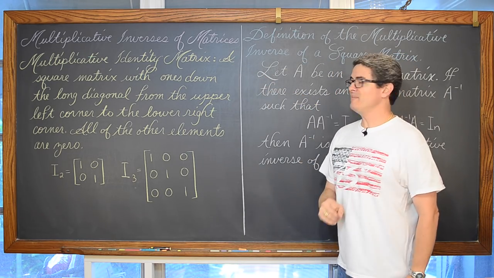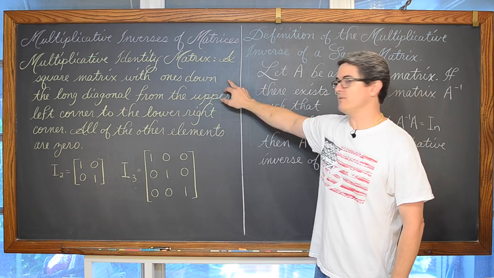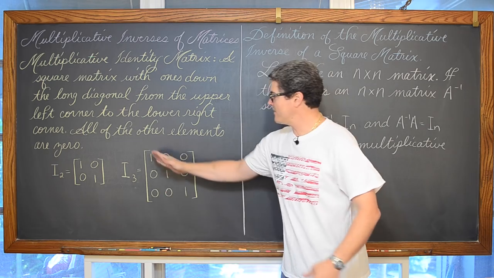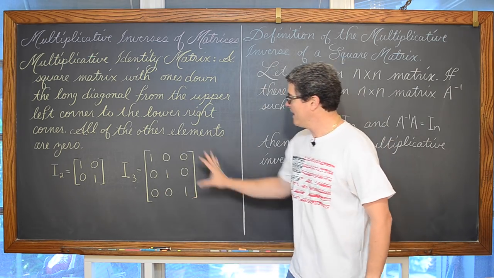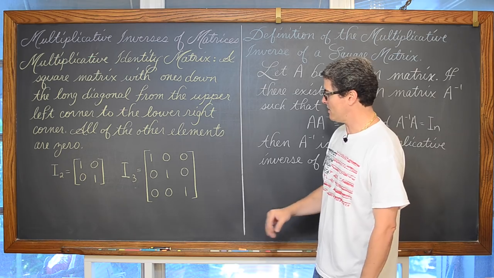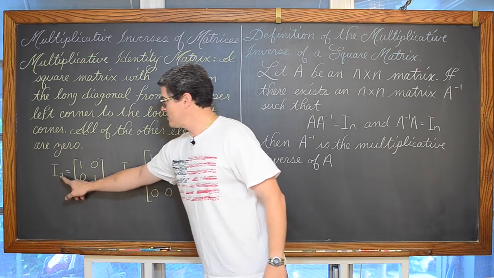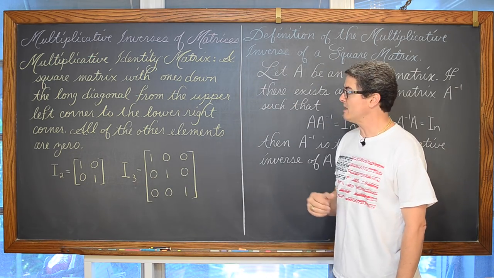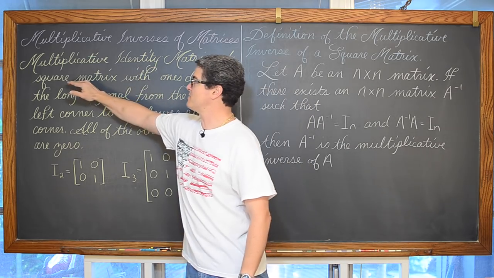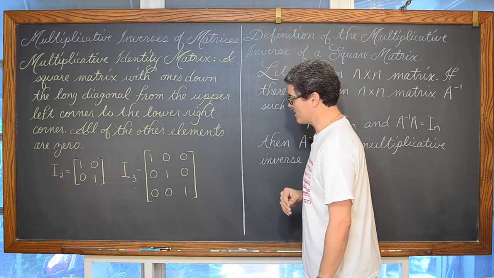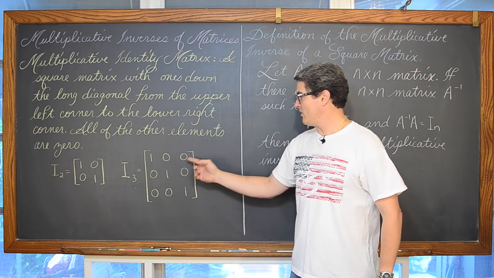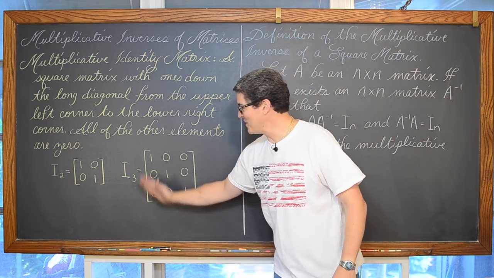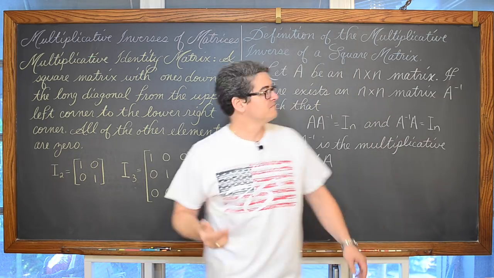The multiplicative identity matrix is a square matrix with ones down the long diagonal from the upper left-hand corner to the lower right. So we have these ones going from upper left to bottom right-hand corner, and all of the other elements of the square matrix are going to be equal to 0. So we have a 2x2 identity matrix, and here a 3x3 identity matrix, and it must specifically be a square matrix. So if I wanted to do I4, that would be 4 rows and 4 columns with a bunch of ones.